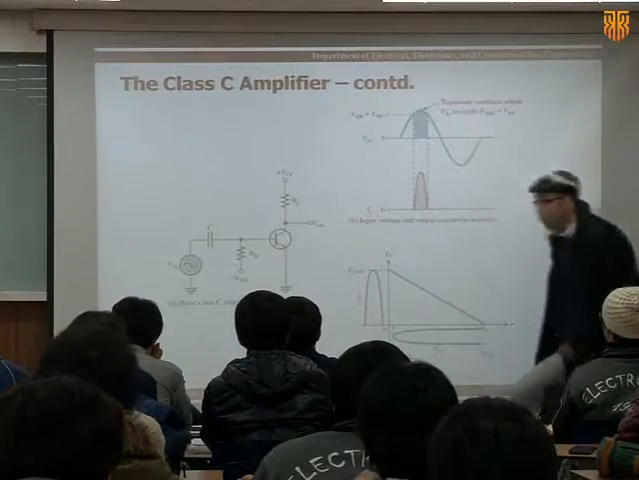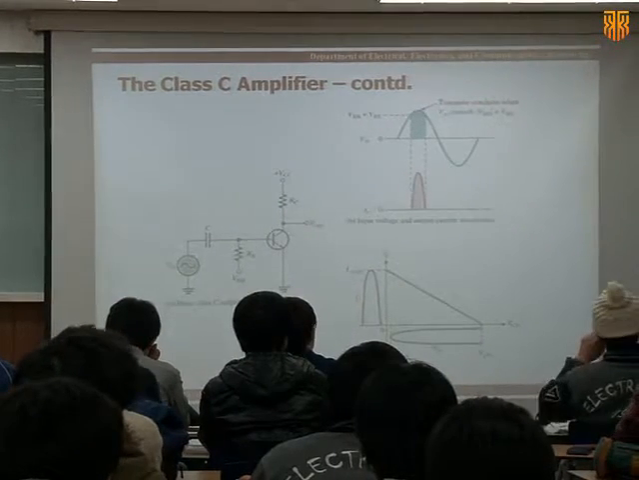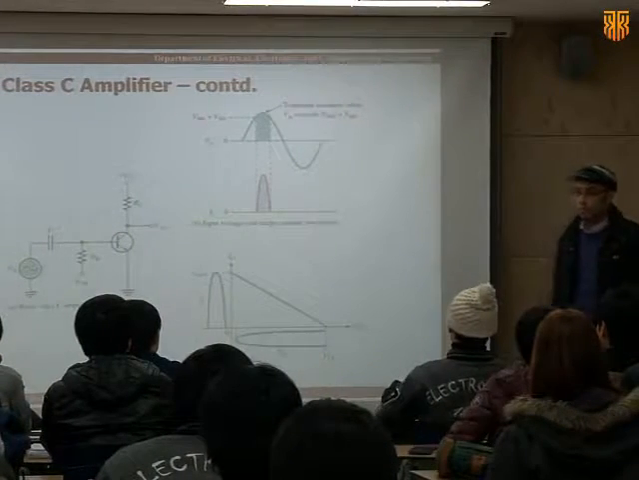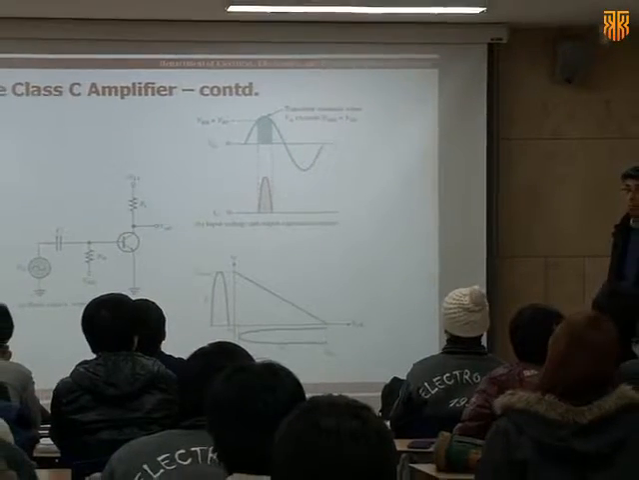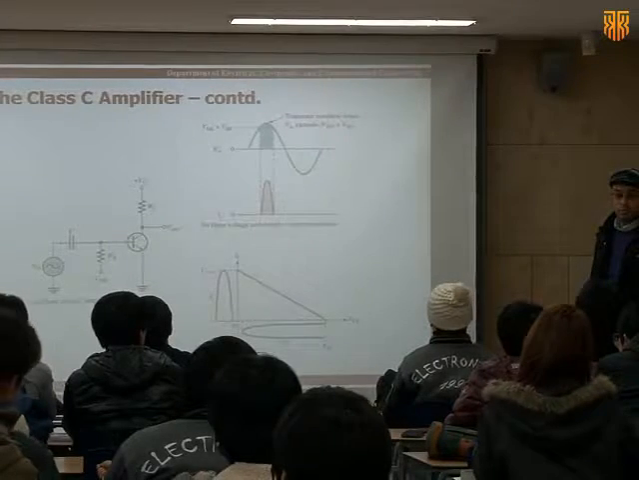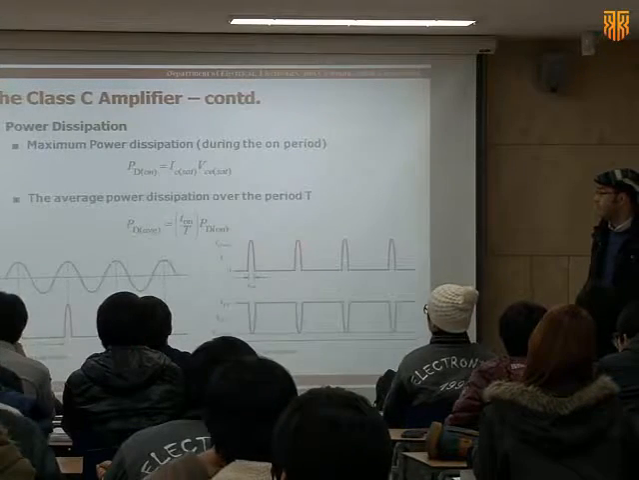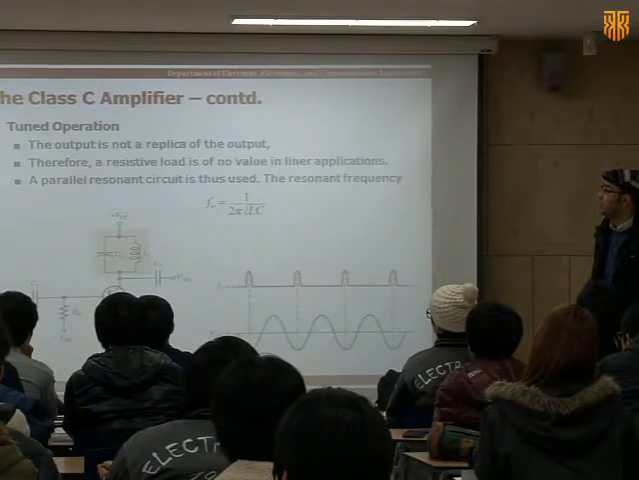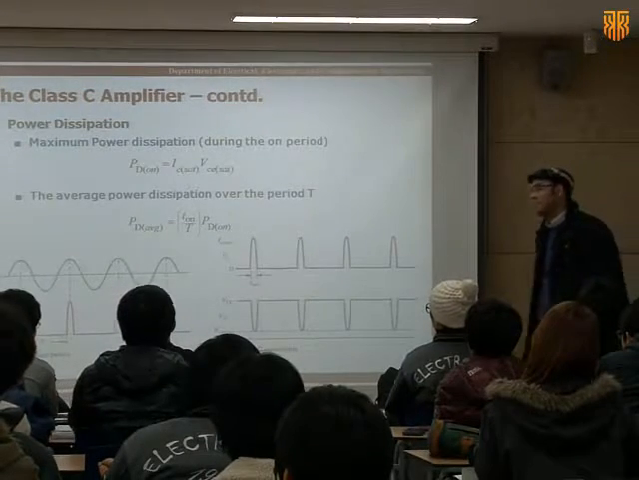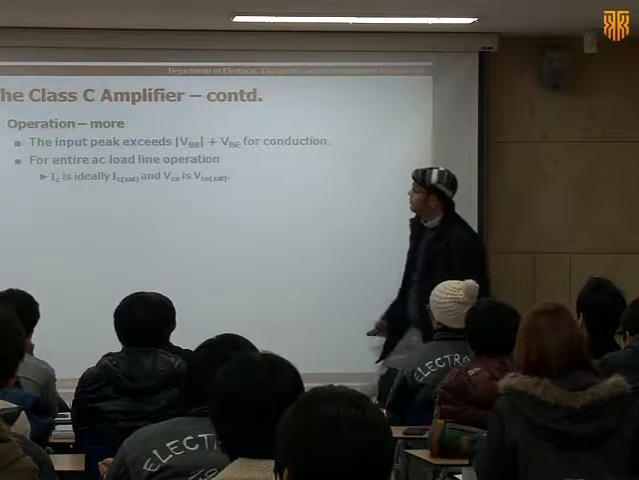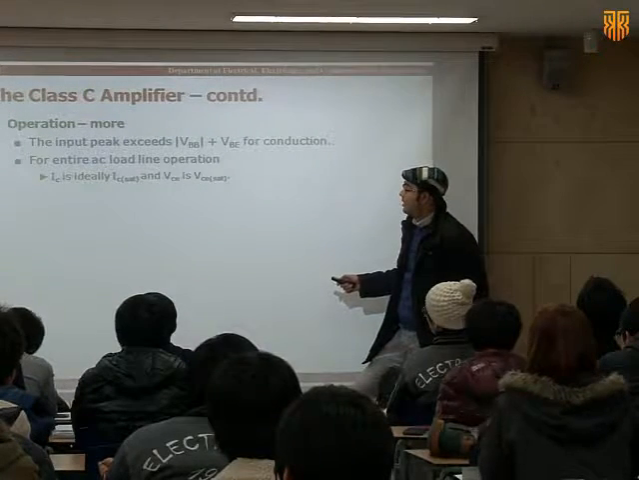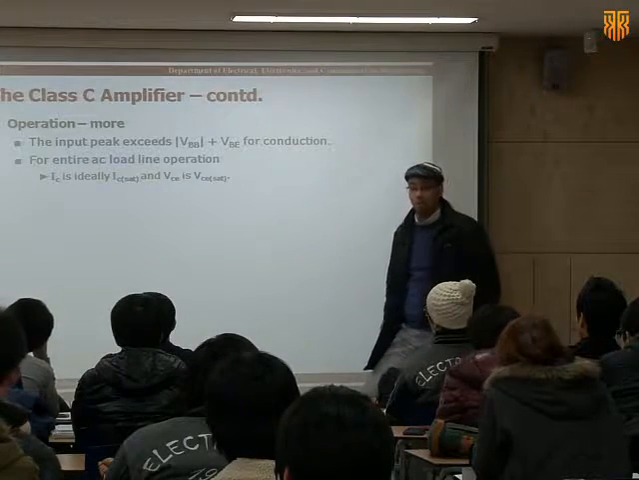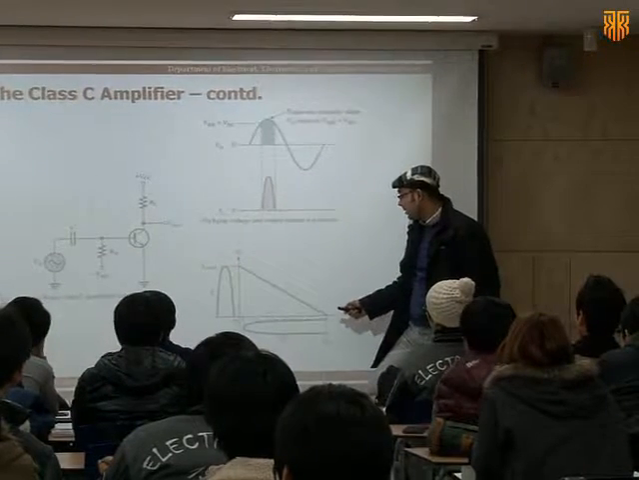So how to make it not normal, or abnormal? No, not like that. Like this, but let's calculate the power first, okay? So we said that ideally IC is IC saturation, and VCE is VCE saturation. It means we are here, okay?